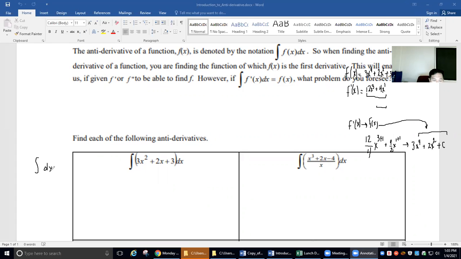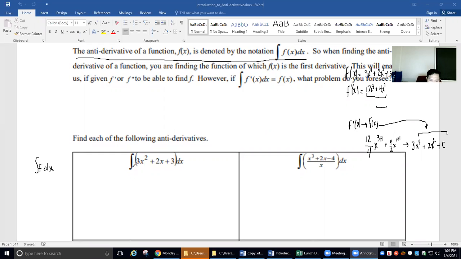If x is our variable, we write the integral of the function f, dx. If it's f of s, then it's the antiderivative of f, ds, for example. So this is my expression. And it says right here, the antiderivative of a function f of x is denoted by this. These are written up here for you, okay?